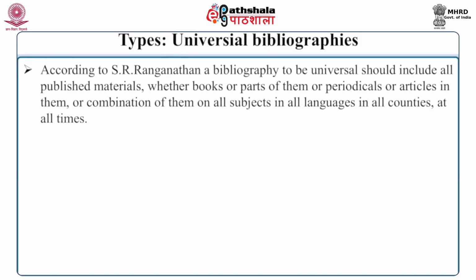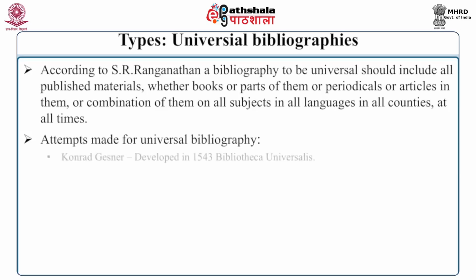According to Ranganathan, a bibliography to be universal should include all published material, whether books or parts of them, or periodicals or articles in them, or combination of them, on all subjects, in all languages, in all countries and at all times. So attempts have been made for this universal bibliography.